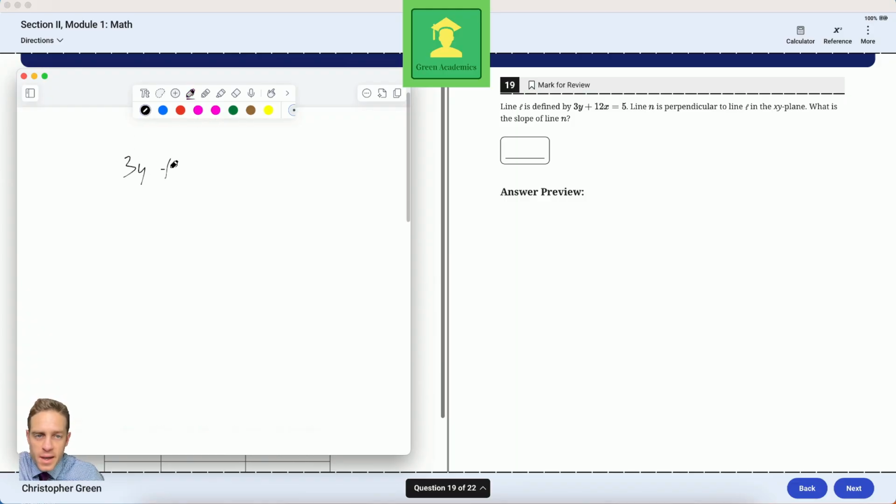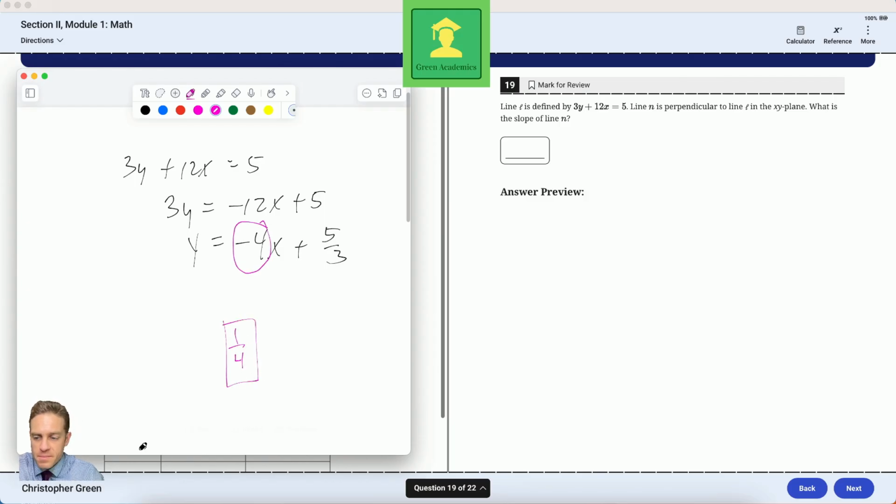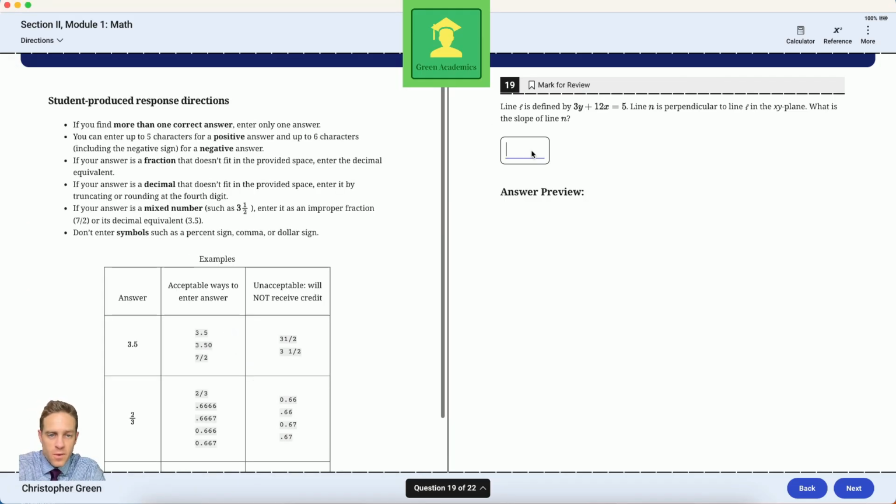So 3y plus 12x equals 5 becomes 3y equals negative 12x plus 5. Divide everything by 3. Y equals negative 4x plus 5 thirds. Then the slope of the one that's perpendicular must be the negative reciprocal of this, which is positive 1/4.